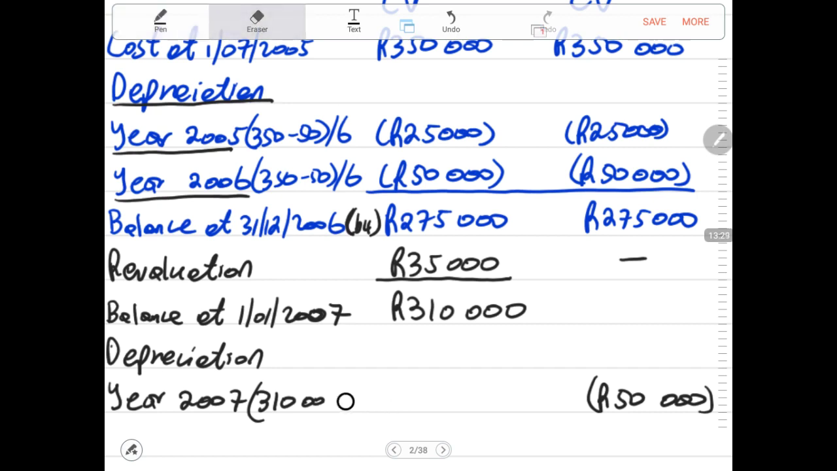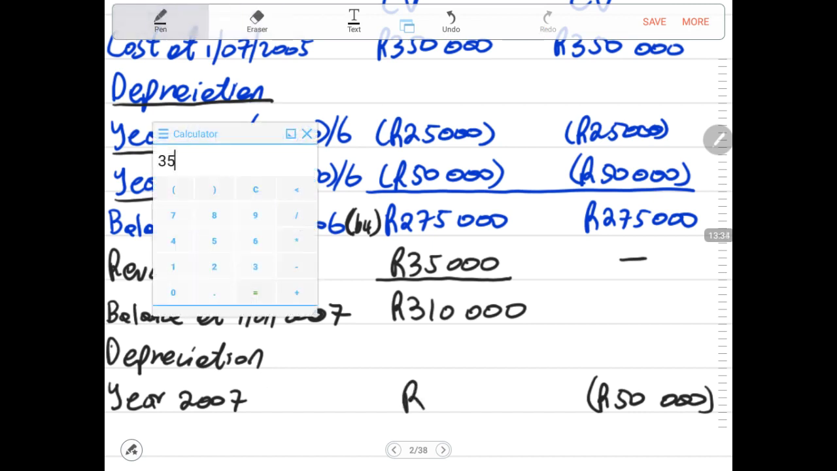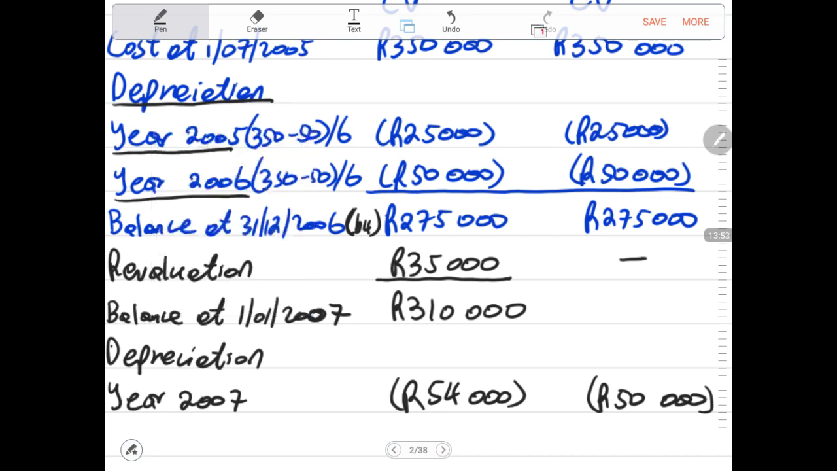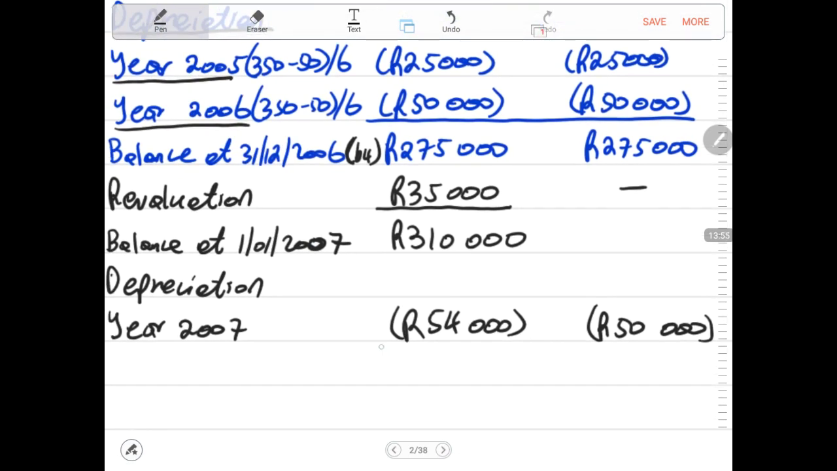Now please do show all these calculations, but due to limited space, I'll just show you how I'm calculating that in my calculator. 310,000 rands minus 40,000 rands, we get to a depreciable amount of 270,000. We divide it by the remaining useful life, we get to 54,000 rands as our depreciation under the actual column. Then at this point in time, we can draw our line.